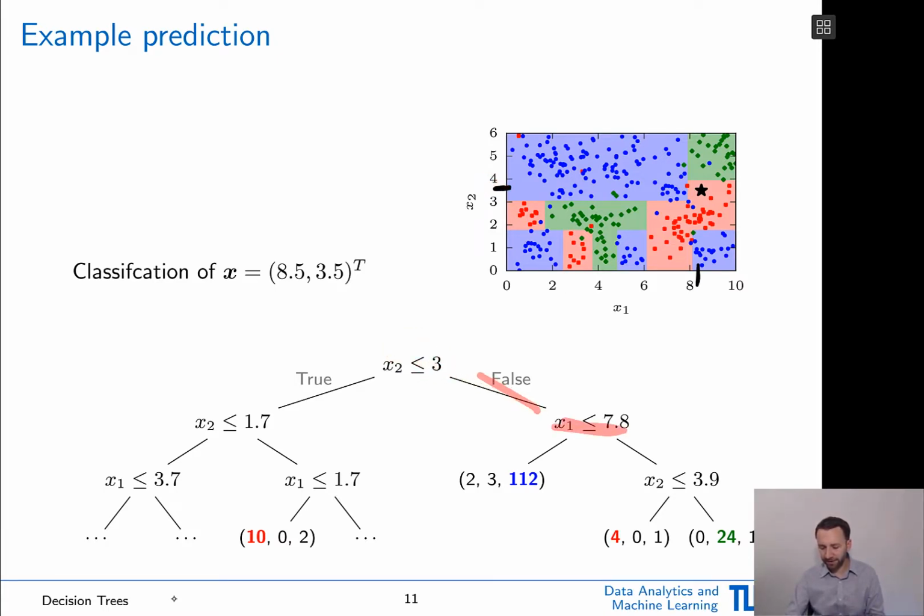Then we have a question regarding x1. Is it smaller than 7.8? No, it's larger. So we go here. Then another question on x2. x2 is 6. So it's smaller than 3.9, so we go here, right? So the final path we are following is here, here, and here.